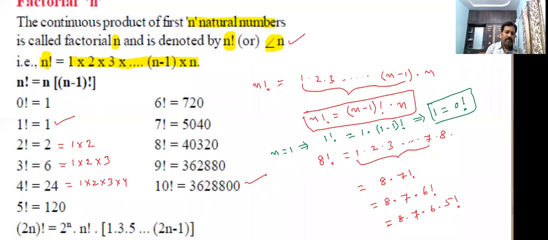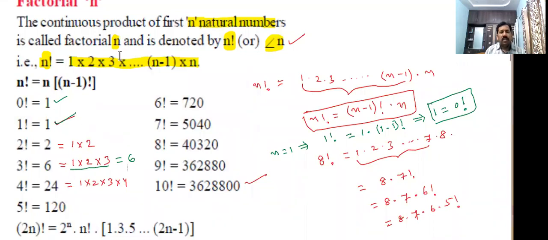Okay, 0 factorial is 1, 1 factorial is 1, 2 factorial is 2, 3 factorial, don't write 3. 3 factorial means product of three natural numbers. That value should be 6. Students, have you understood? Okay, right.